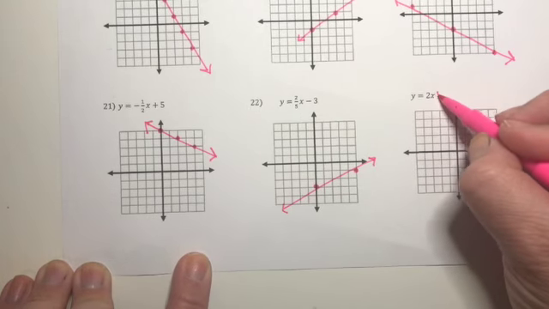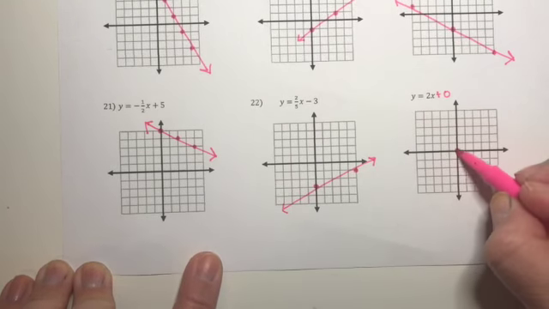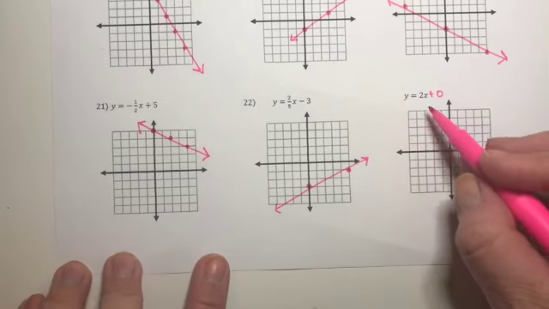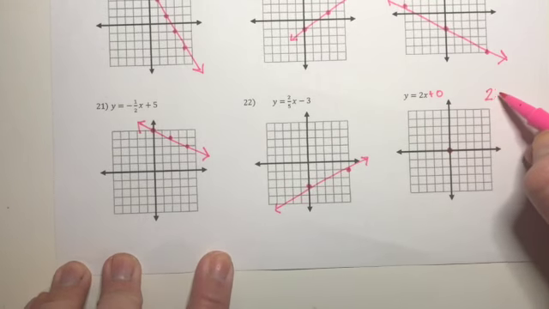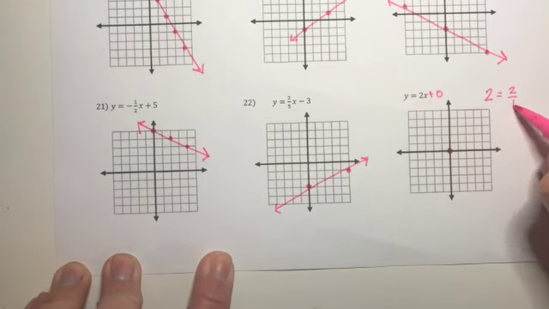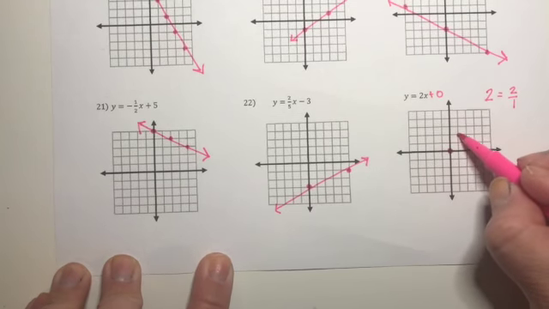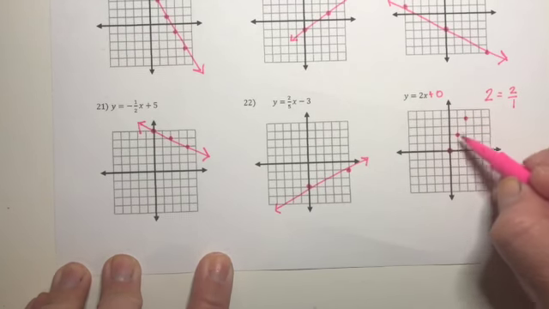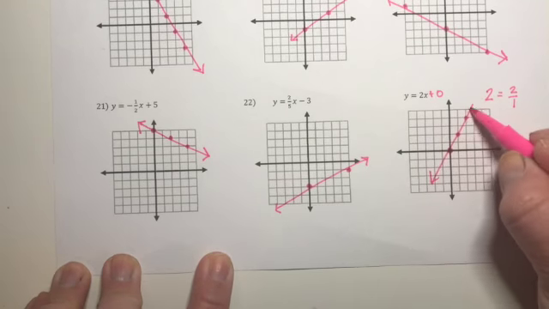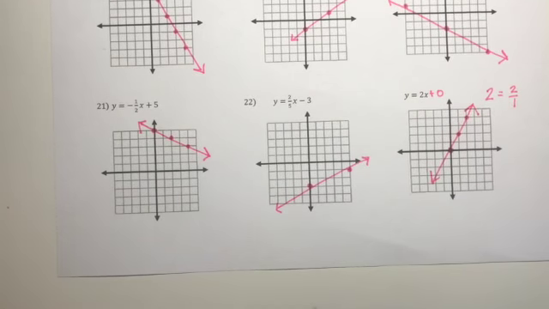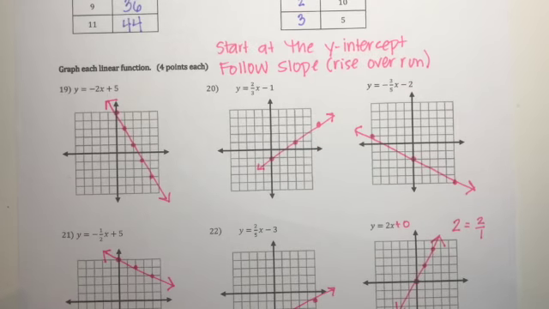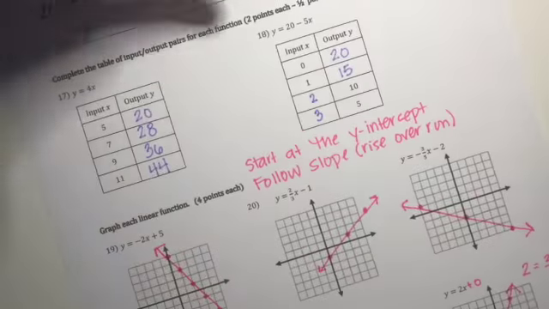Okay, here I don't have a y-intercept. It is 0. And then my slope is 2. How can I write 2 as a fraction? I put it over 1. Rise 2, run 1. Rise 2, run 1. Okay, should all be review. Start at the y-intercept, follow the slope.